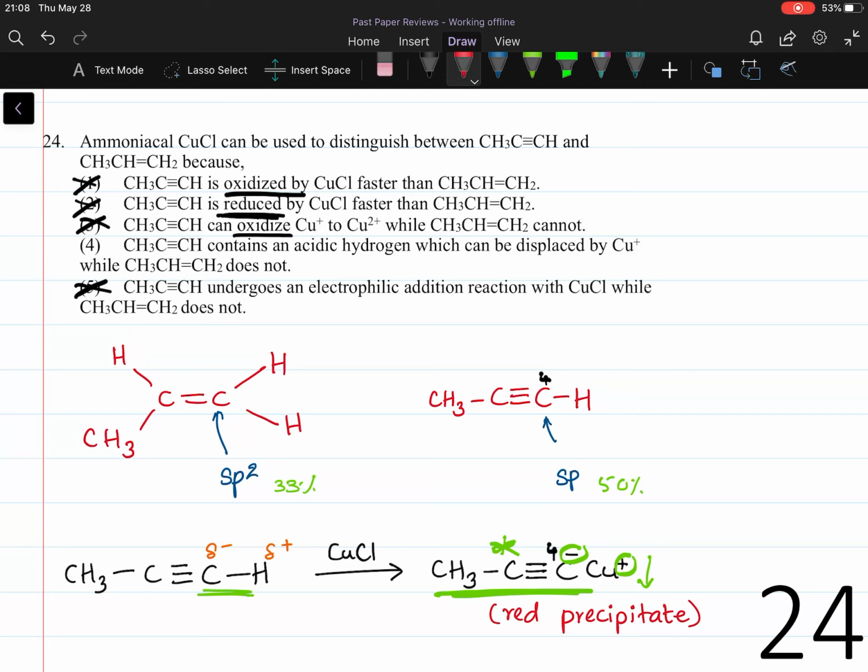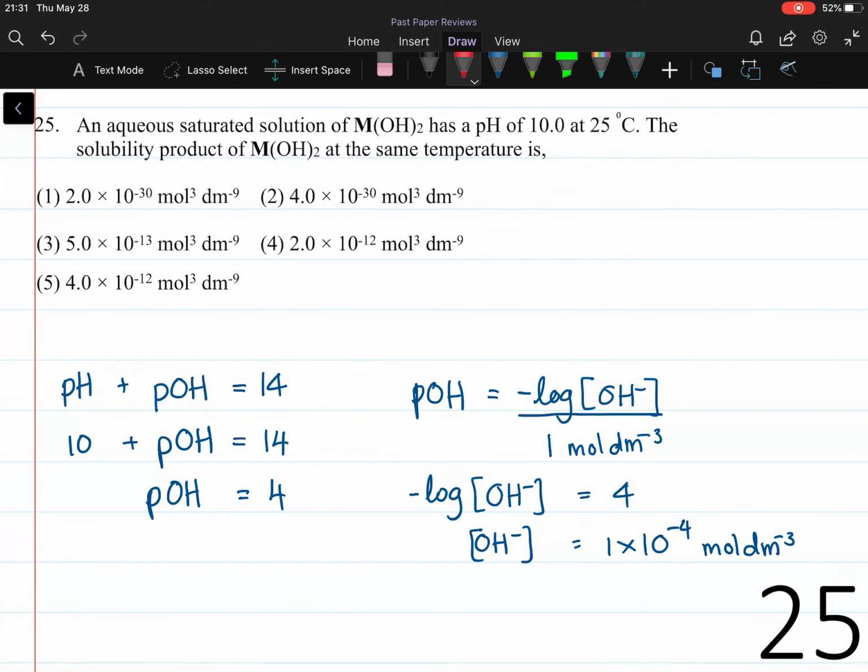Now let's take a look at the correct answer, which is statement number 4. The alkyne contains an acidic hydrogen which can be displaced by copper 1 plus ion, while the alkene does not. That is true. Question number 25. An aqueous saturated solution of MOH2 has a pH of 10 at 25 degrees Celsius. The solubility product of MOH2 at the same temperature is.